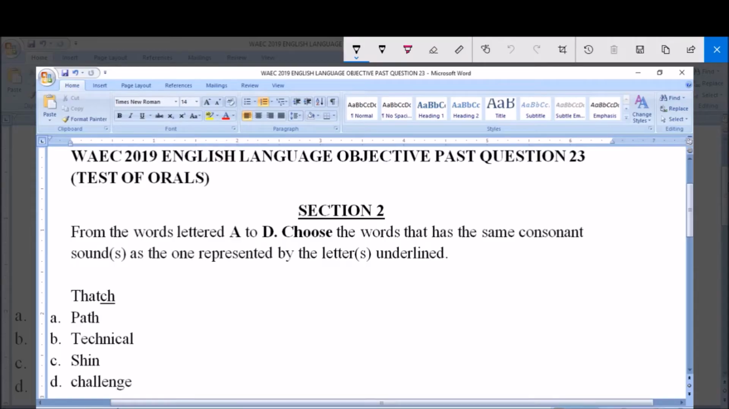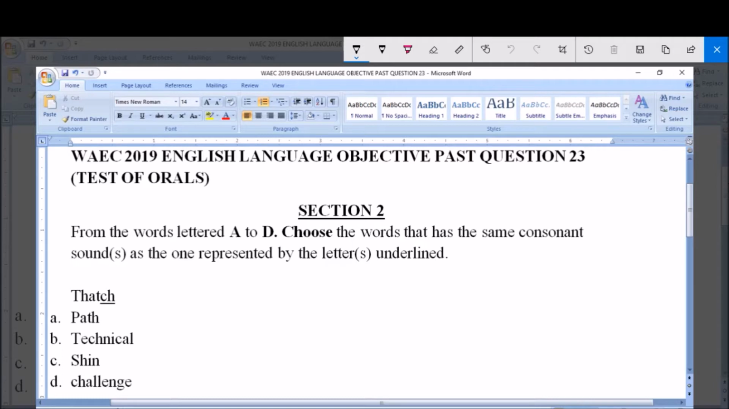Hello, I'm going to be answering WASSCE 2019 English Language Objective Past Question 23 under Test of Orals Section 2. Now the instruction is from the words lettered A to D, choose the words that has the same consonant sound or sounds as the one represented by the letter or letters underlined.